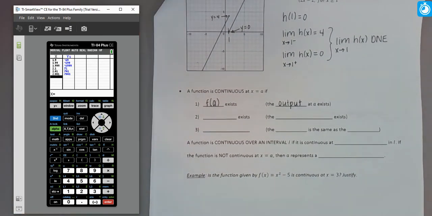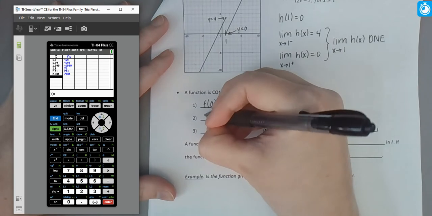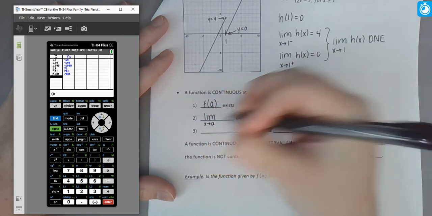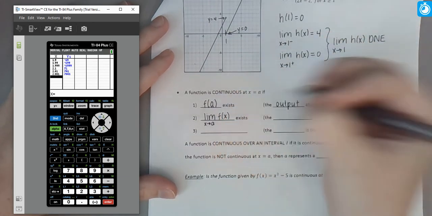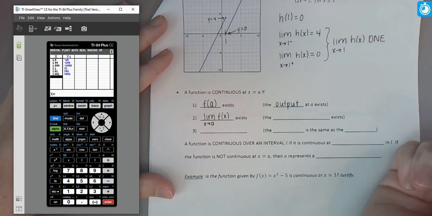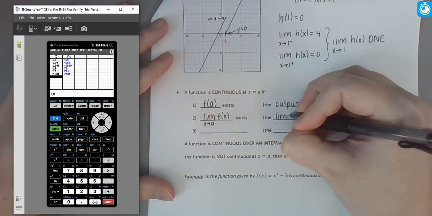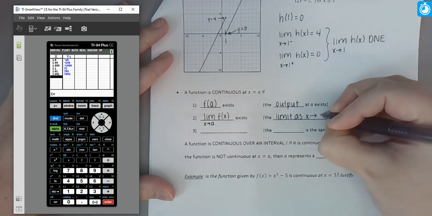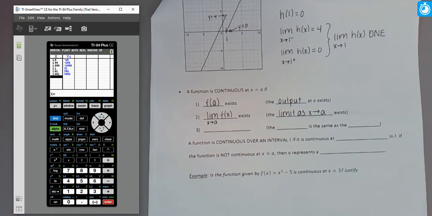Okay, that's not enough though. We have additional requirements. So in addition to the function value existing, the limit as we approach that value, the general limit, not just left hand, not just right hand, but the general limit for the function at that value also exists. So the limit as x approaches a exists. Where did we have an issue with that?